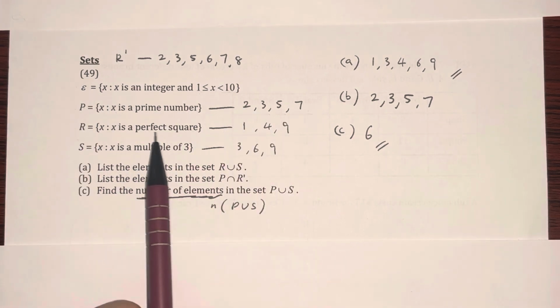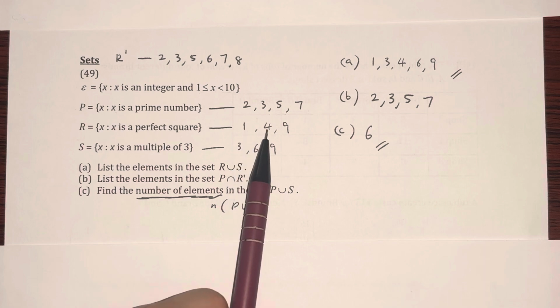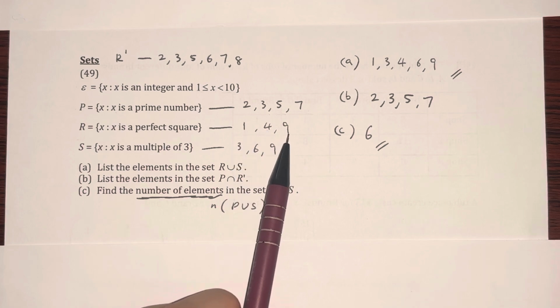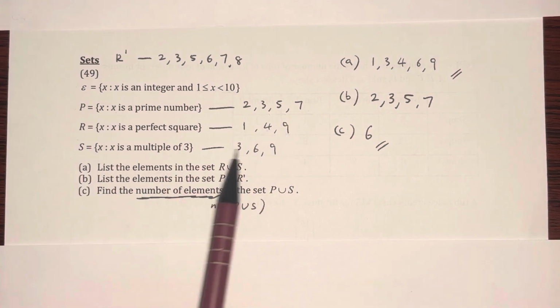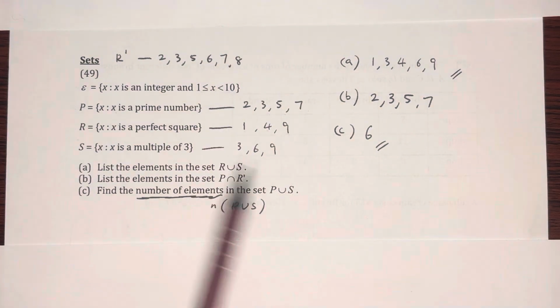And then for R is perfect square, so it's 1 square is 1, 2 square is 4, 3 square is 9, nothing else. And then multiples of 3 is 3, 6, 9. So by writing all this down, it makes answering the question a lot easier. Do not be lazy about this.